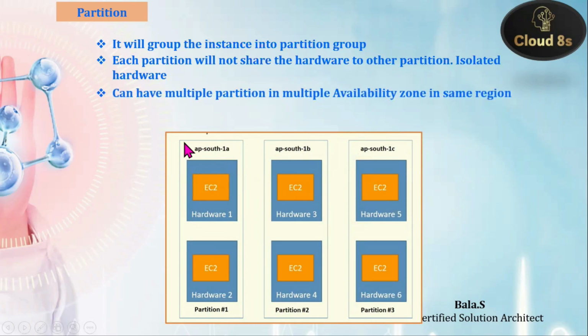Another advantage we can get is that we can have multiple partitions in multiple availability zones in the same region, not a different region. Each availability zone we can create seven partitions. For each partition there is no limit. We can create the EC2 instances based on the AWS limit. So these are all about AWS placement groups.